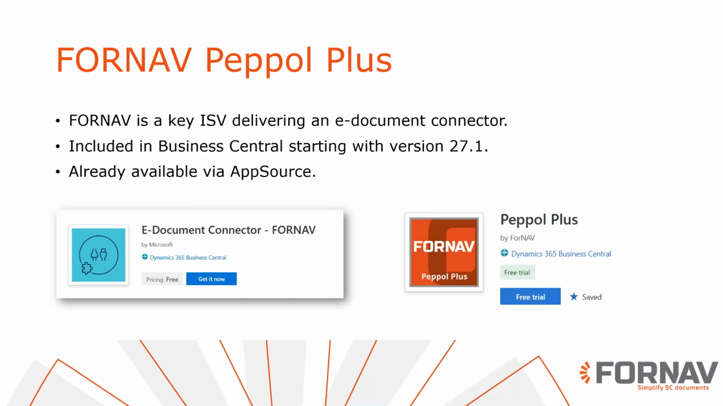With the release of Business Central 27, Microsoft introduced support for multiple e-document connectors. These connectors are provided by different ISVs via APIs, and FORNAV is one of them. The FORNAV e-document connector is included in Business Central starting from version 27.1. But PEPAL Plus has been working since Business Central 25 and of course is available on App Source. So working with PEPAL is not new to us.